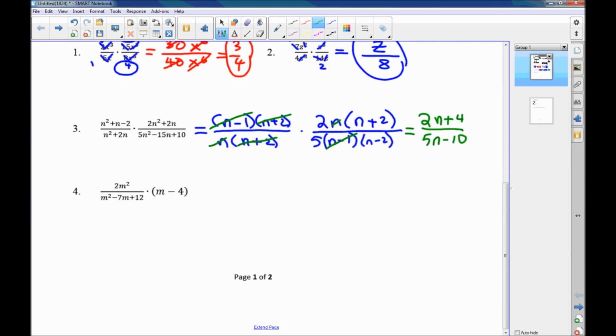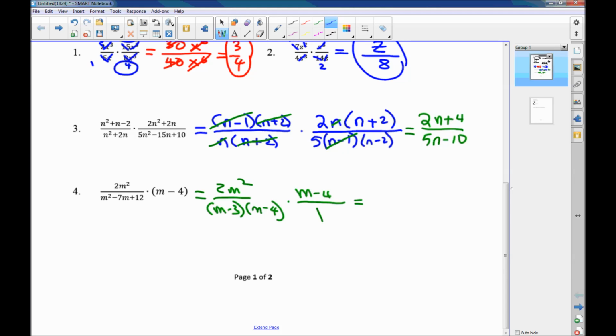we've got to factor the bottom left here, so this will be 2m squared over top of two things that multiply to 12 and add to negative 7, which are negative 3 and negative 4. So m minus 3, m minus 4, and then on the top is an m minus 4, and on the bottom was a 1. Okay, so we look for things that could be canceled.